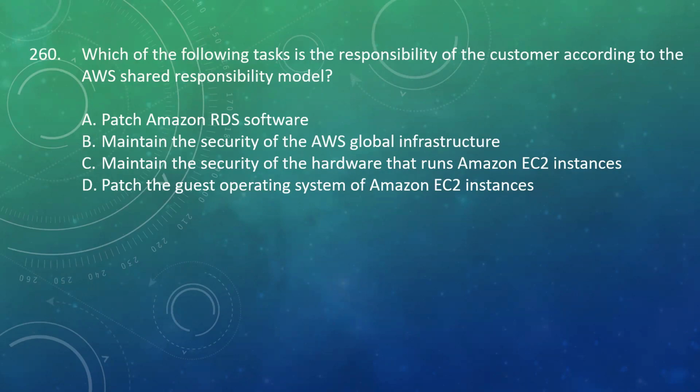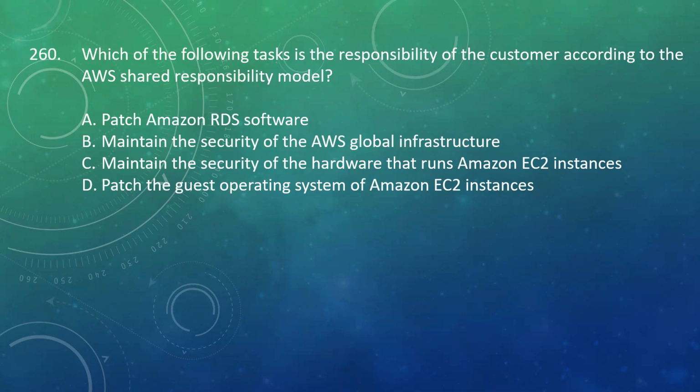And the third option, which is maintain the security of the hardware that runs Amazon EC2 instances, is again the responsibility of AWS, because AWS is responsible for managing the physical security of the infrastructure, including the hardware on which EC2 instances run.